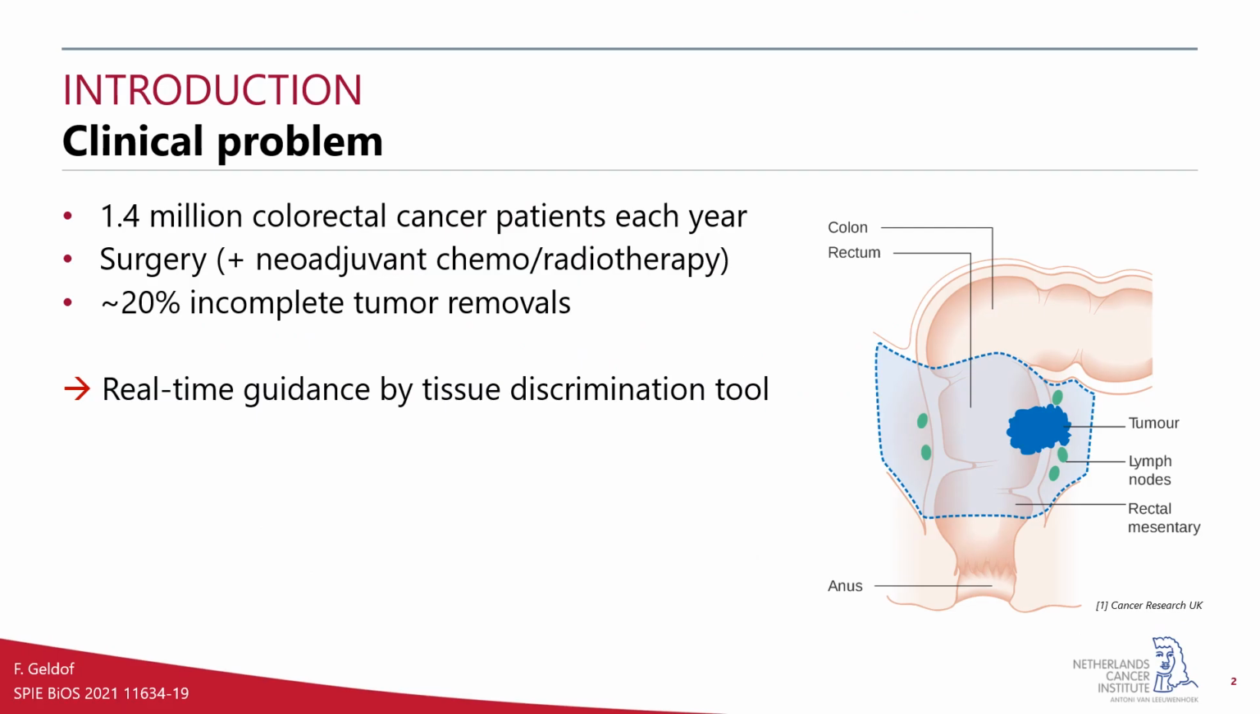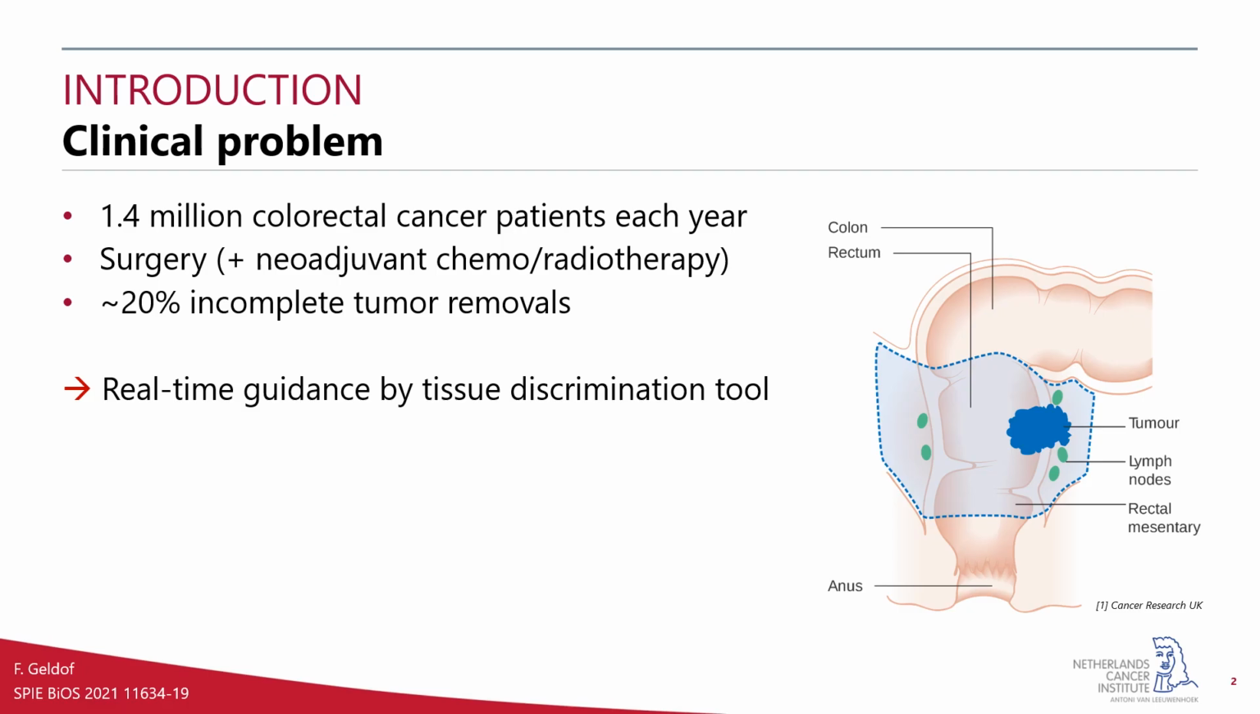Colorectal cancer is one of the most common cancer types. Each year, 1.4 million patients are diagnosed with colorectal cancer worldwide. The main treatment of colorectal cancer is in most cases a surgical removal of the tumor, if necessary in combination with neoadjuvant chemo or radiotherapy. The aim of this surgery is to remove the entire tumor together with a margin of healthy tissue, while sparing surrounding healthy structures as much as possible.